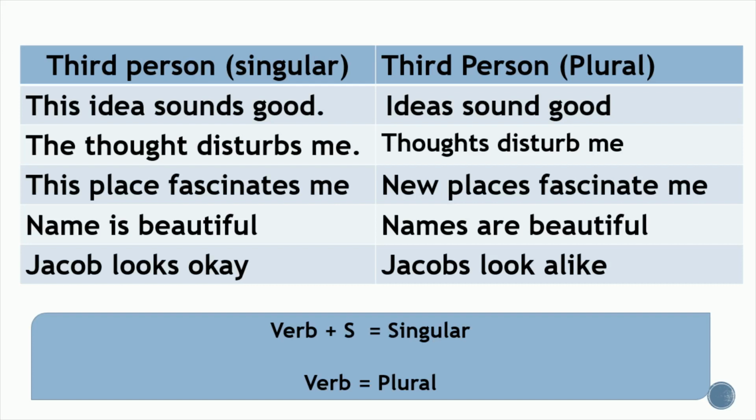So what can we conclude from this table? Verb plus S is the singular form. Verb in its own form is the plural form. So wherever you see verb plus S, you must understand that it is the singular form. Sounds, disturbs, fascinates, is, looks are all examples of singular form of verb.